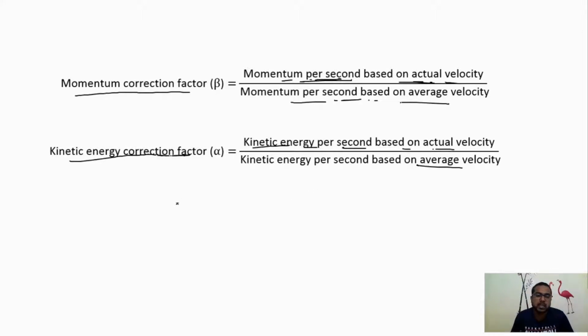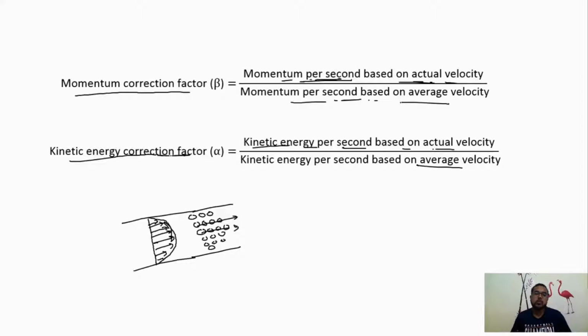So why do we need these factors? Let's understand. Suppose this is the pipe, and this is the velocity distribution. Velocity at different layers is different. As in viscous flow, fluid particles move in laminae like this. This lamina has a different velocity, and that lamina has a different velocity. So each and every particle has a different magnitude of velocity, right?